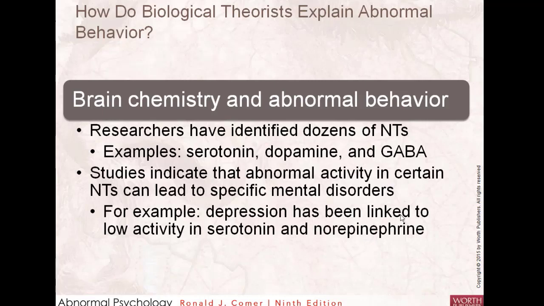So we have identified dozens of neurotransmitters, and there may be some neurotransmitters that we have not yet identified. You've probably heard of some of these. Serotonin, dopamine, GABA are just some examples of neurotransmitters that have received a lot of research study. GABA is going to be one of the ones that's impacted by things like alcohol that kind of slow your brain down, those inhibitory neurotransmitters that slow down firing.